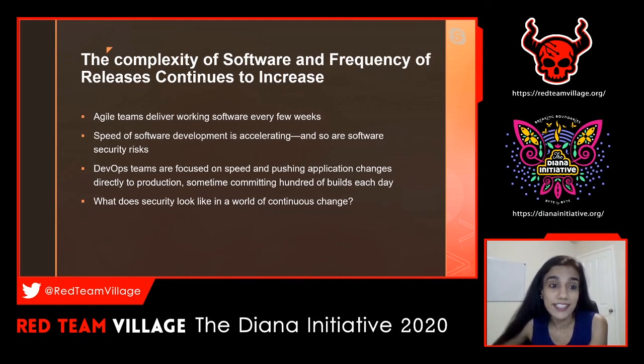But the main question is, where is security in all of this? What does security look like in the world of continuous change? And how can security teams possibly keep up with all these changes? We do have some gating controls in place. We have security testing, we have DAST, which is my bread and butter. We have penetration testing, but are these all sufficient?